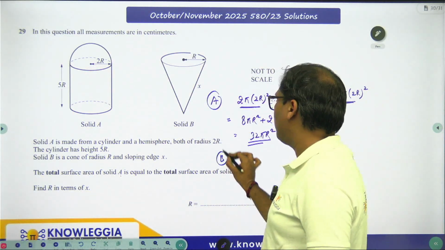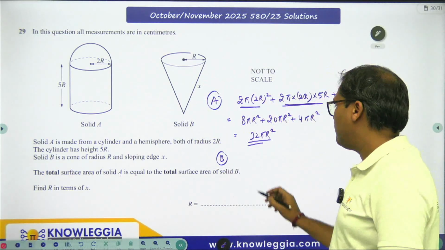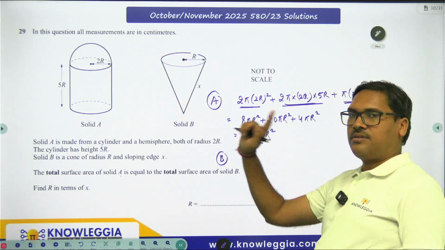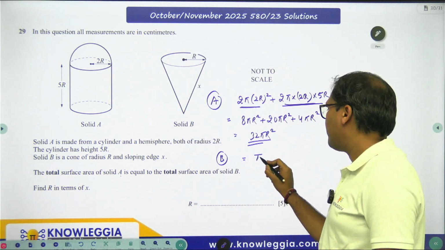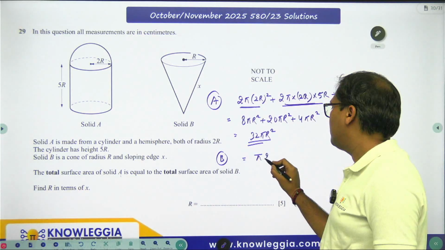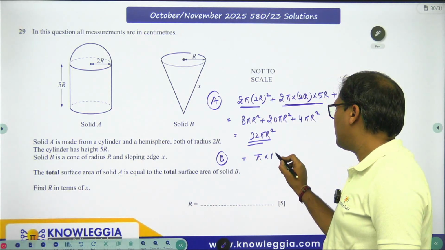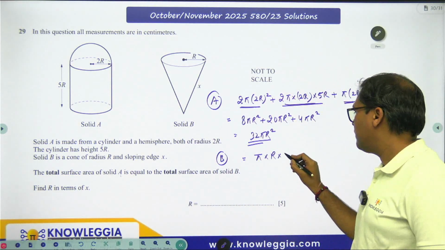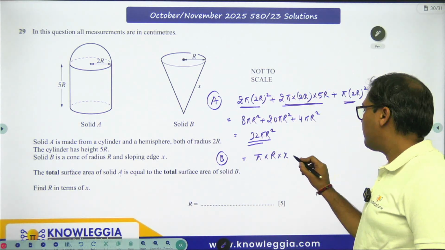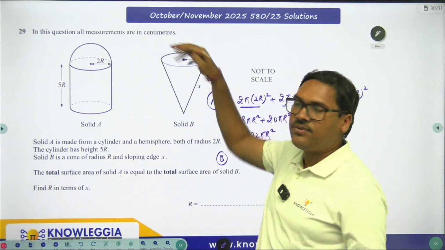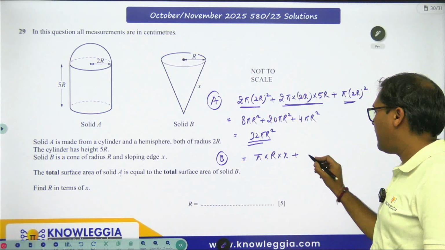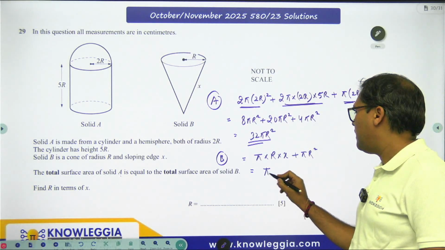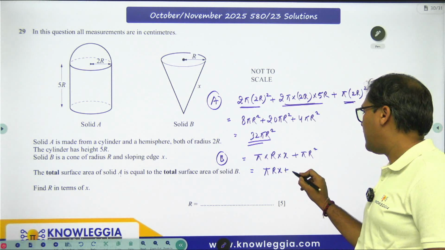Now what is the surface area of this cone? This is equal to, what is the surface area? The curved surface area is pi r, what is the radius? That is r, into L, that is the slant height. That is x. Right? Pi r L plus the area of this circle, that is pi r square. So what is this? This is pi r x plus pi r square.